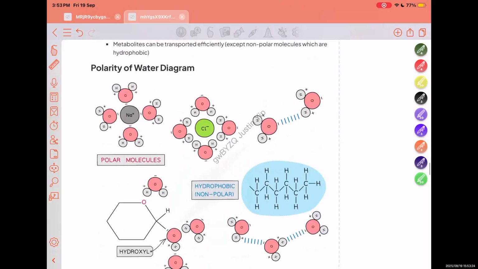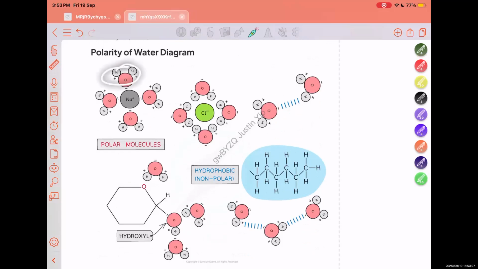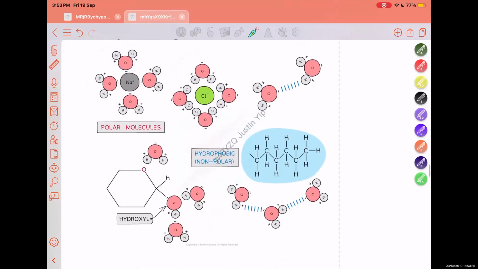So for the polarity of water, polar molecules are full of charge. While non-polar molecules don't have any charge, right? So they are a bit hard to form substances with others. But polar molecules can easily form substances with others. So this is the concept here that you need to understand. Okay, yeah, I understand.